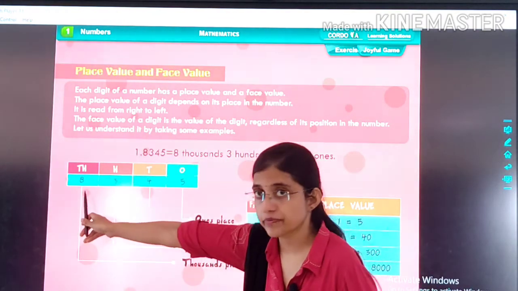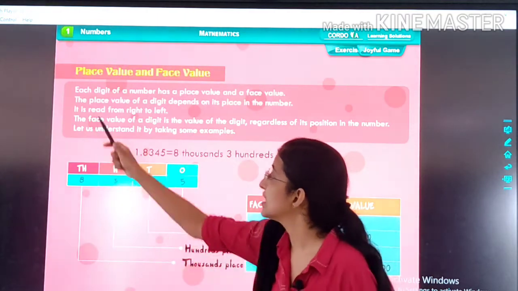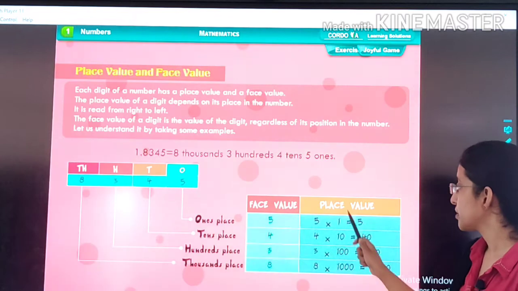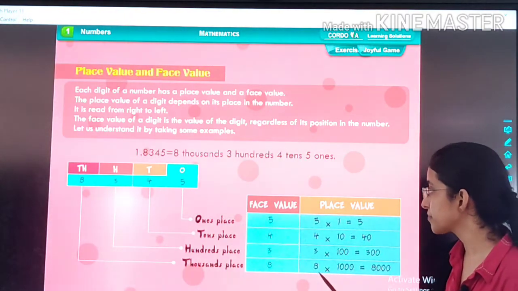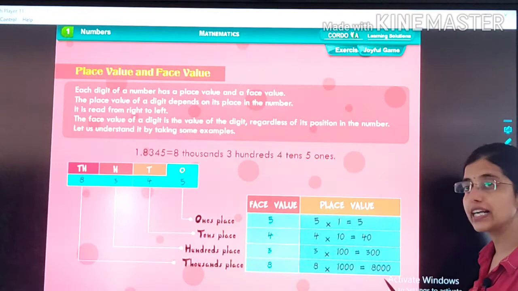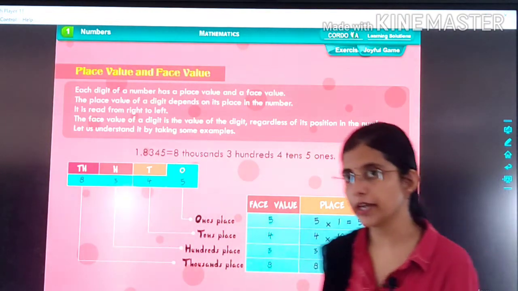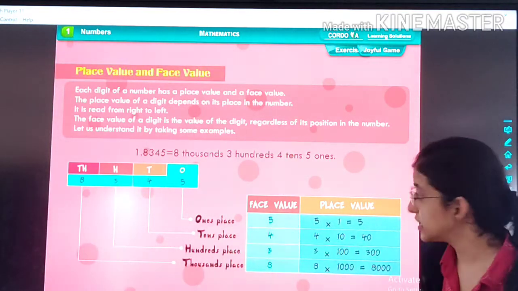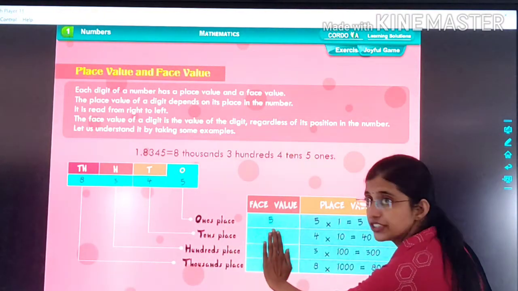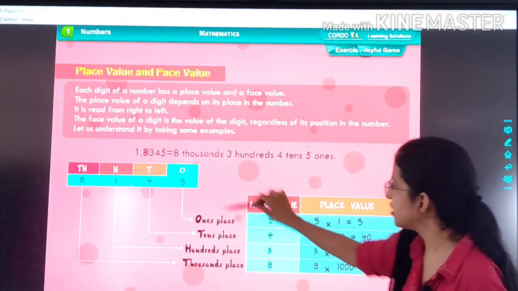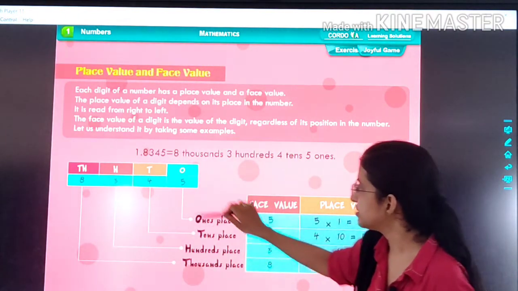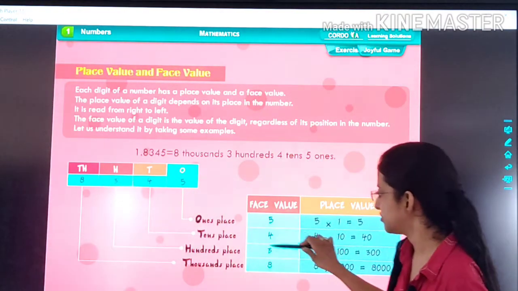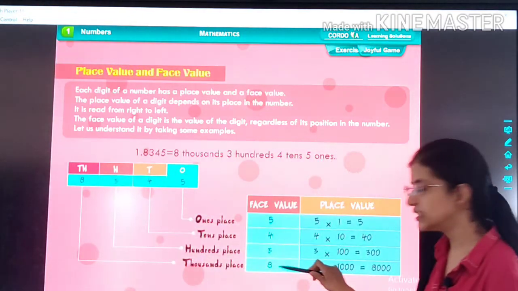Then comes 8. 8 is present at 1000's place. So, the place value of 8 will be 8 into 1000, that is 8000. This we studied, the place value. Now kids, here we are having face value. See, face value of 5 is 5, face value of 4 is 4, face value of 3 is 3, face value of 8 is 8.